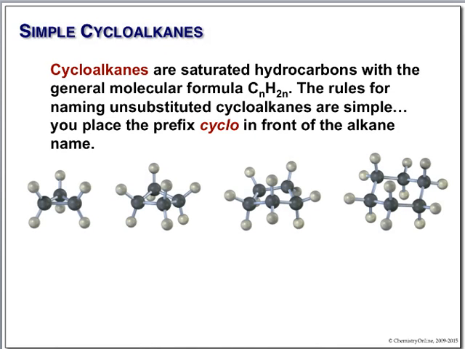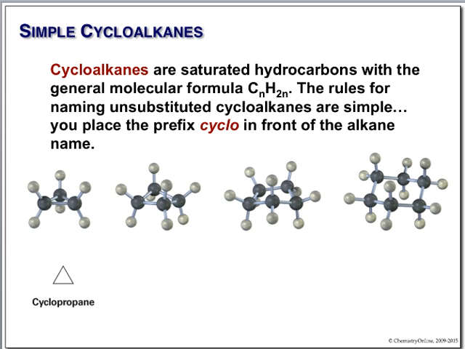Or a simple cycloalkane. Here we have three carbons. They're all sp3. If this was a three-carbon alkane, we would call it propane, right? Well, this is in a ring, a little three-membered ring. Therefore, we call this cyclopropane. It is a triangle, and we'll talk about how these bond angles contribute to the reactivity and inherent energy of something like this. This has four carbons.